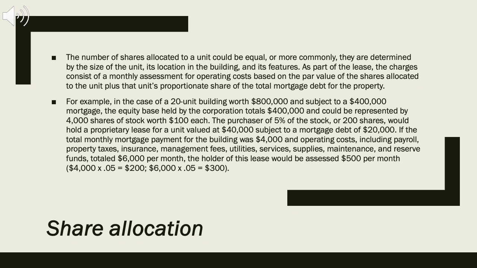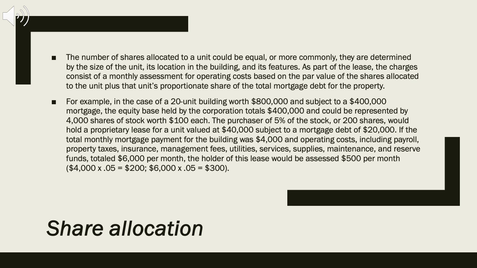For example, in the case of a 20-unit building worth $800,000 and subject to a $400,000 mortgage, the equity base held by the corporation totals $400,000 and could be represented by 4,000 shares of stock worth $100 each. The purchaser of 5% of the stock, or 200 shares, would hold a proprietary lease for a unit valued at $40,000, subject to a mortgage debt of $20,000.